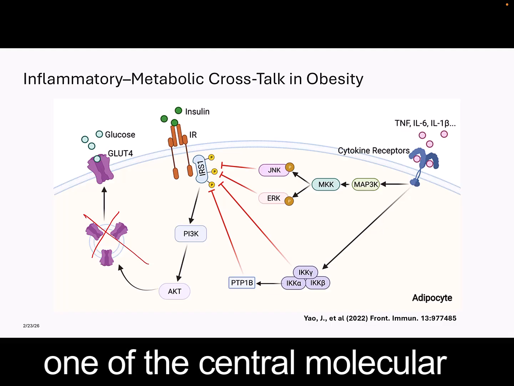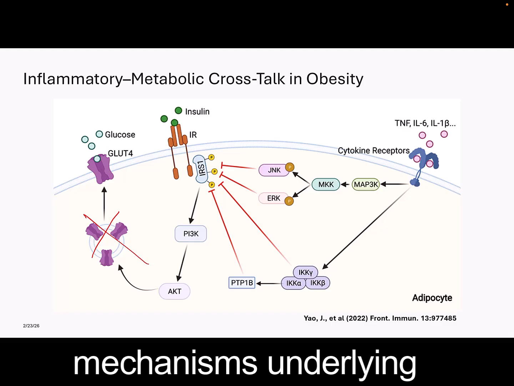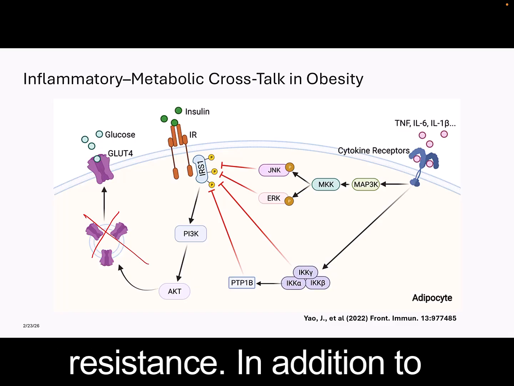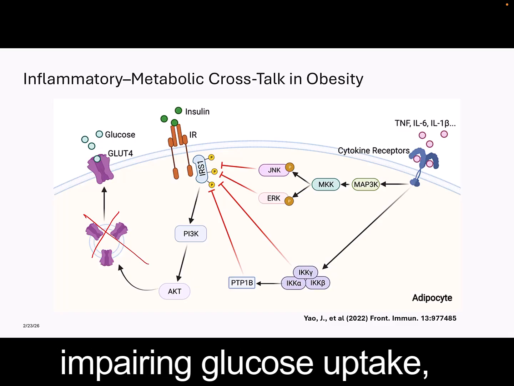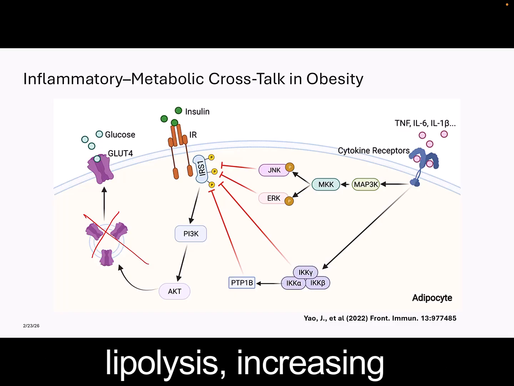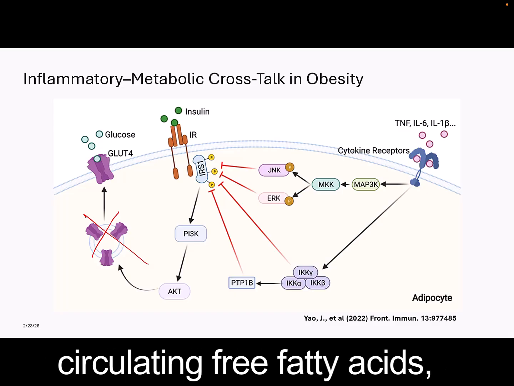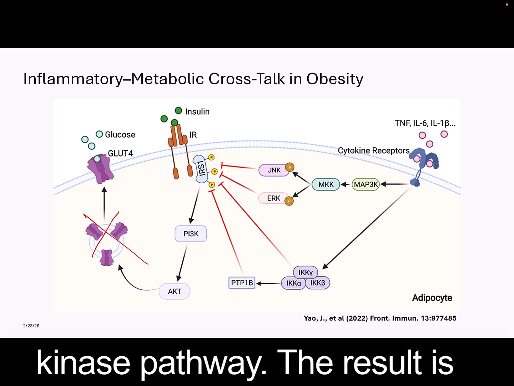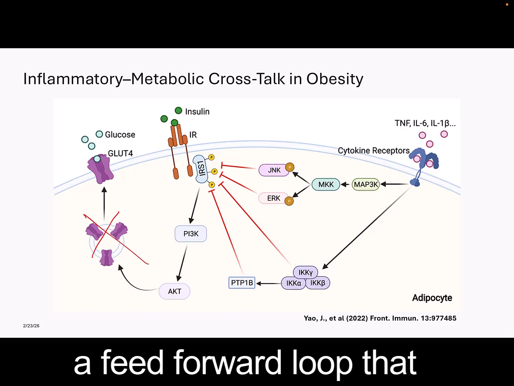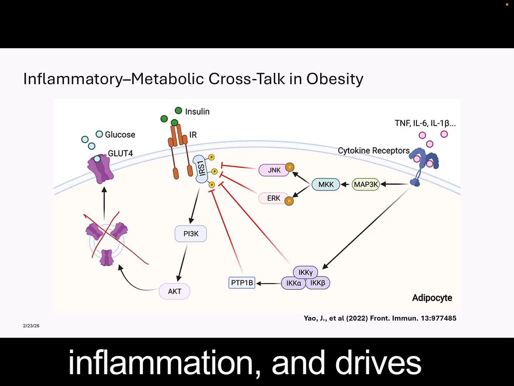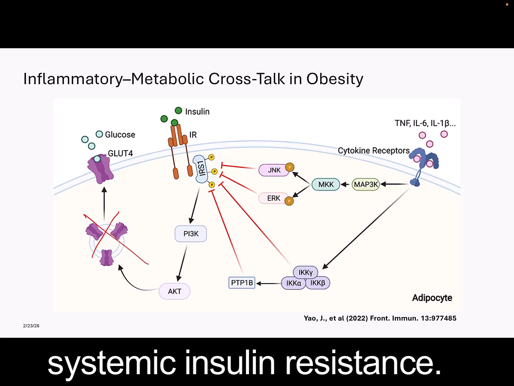This is one of the central molecular mechanisms underlying inflammation-driven insulin resistance. In addition to impairing glucose uptake, cytokine signaling promotes lipolysis, increasing circulating free fatty acids, which further amplify inflammatory and stress kinase pathways. The result is a feed-forward loop that sustains adipose inflammation and drives systemic insulin resistance.